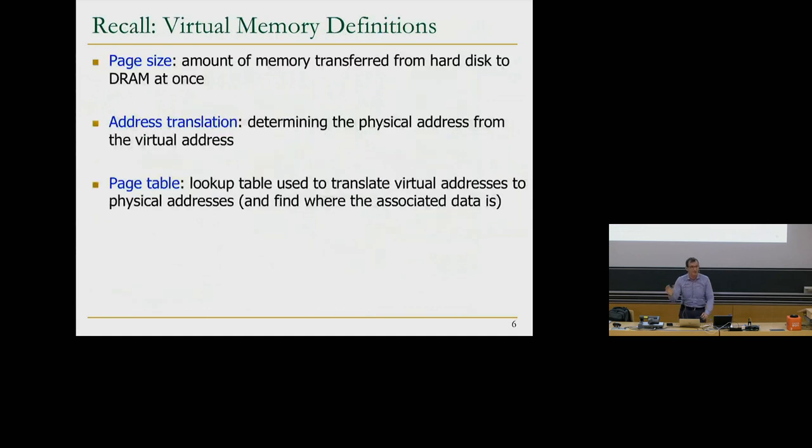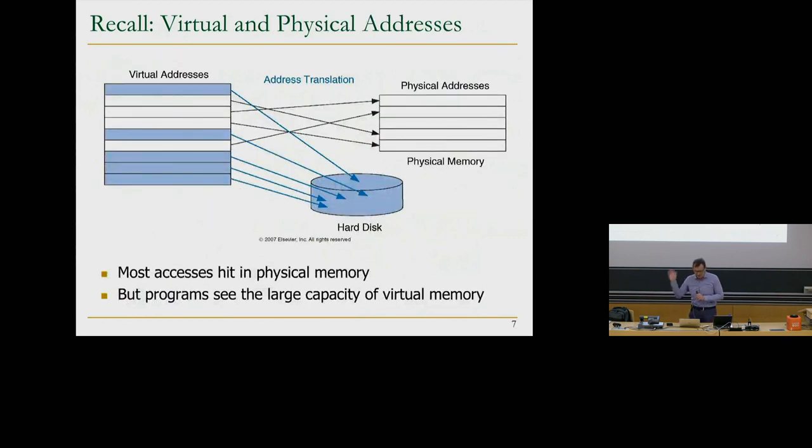Memory is divided into pages, and page size is the amount of memory that's transferred from hard disk to DRAM at once. Basically, that's the granularity of the mapping. Address translation determines the physical address from the virtual address, and the page table is really the translation table. It's a lookup table that's used to translate the virtual addresses to physical addresses and find where the associated data is. So we covered all of this, and we covered this picture also.